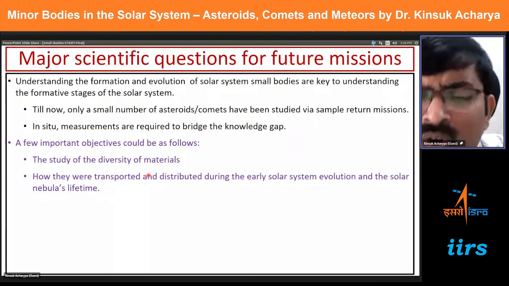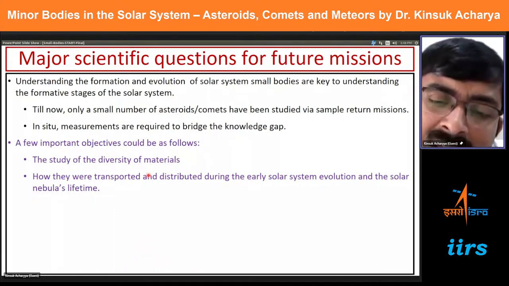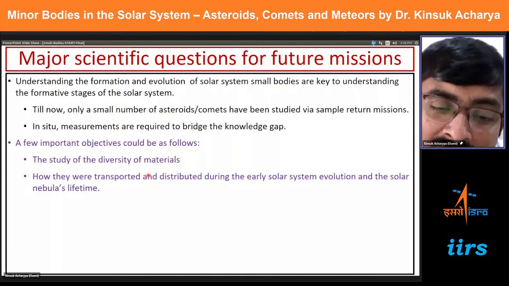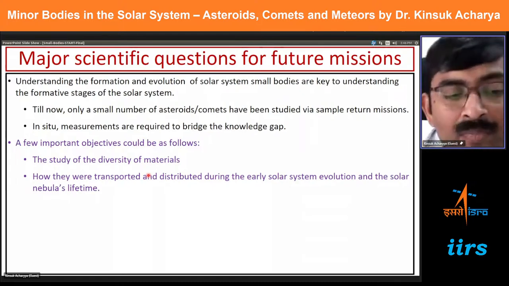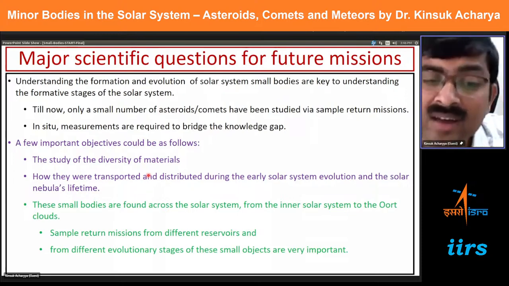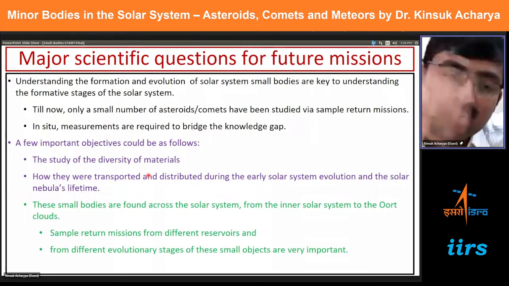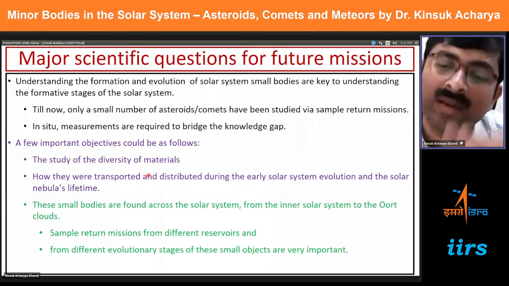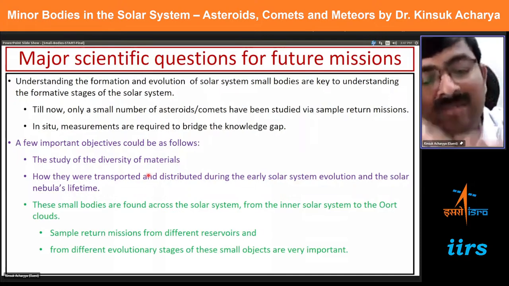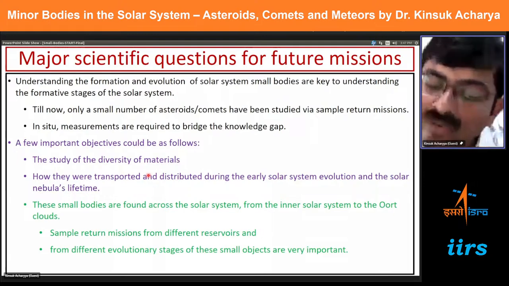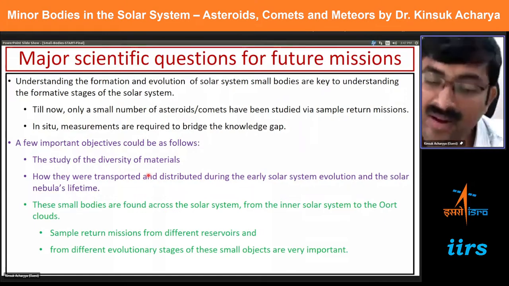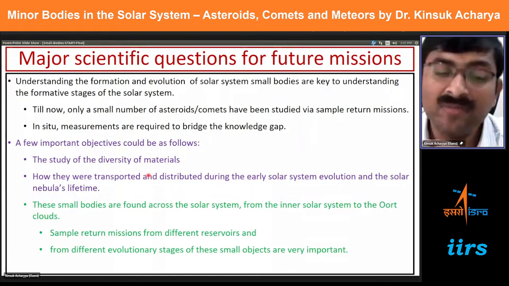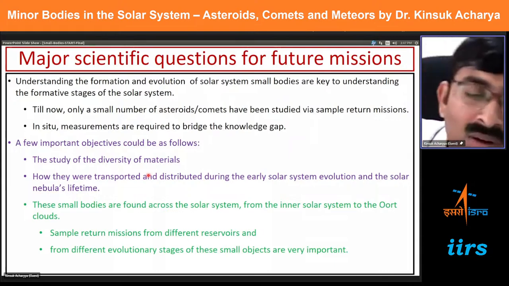Not only that, we are also seeing objects in the comets that required high temperature to form. That means they were actually transported, so they are actually mixed. As a result, we need samples from different reservoirs also. We have seen that asteroids are in the asteroid belt, comets are in the Kuiper belt, and then the Oort cloud. So there are different reservoirs, and these are very huge reservoirs. We need many samples from different reservoirs, and we also need samples from different evolutionary stages to understand these small objects.